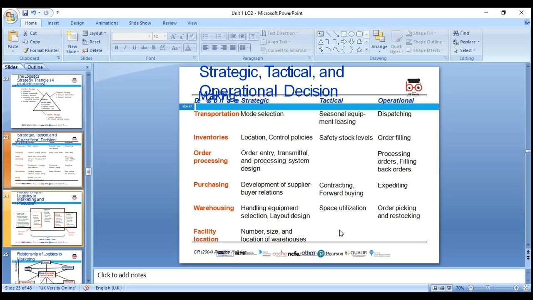Further, tactical decisions include seasonal equipment leasing. You need to set safety stock levels in different seasons, and you need contracting.